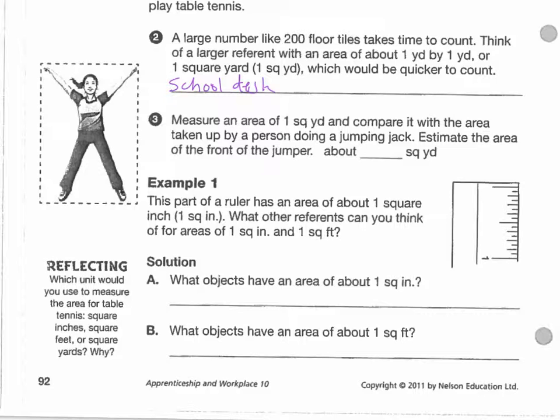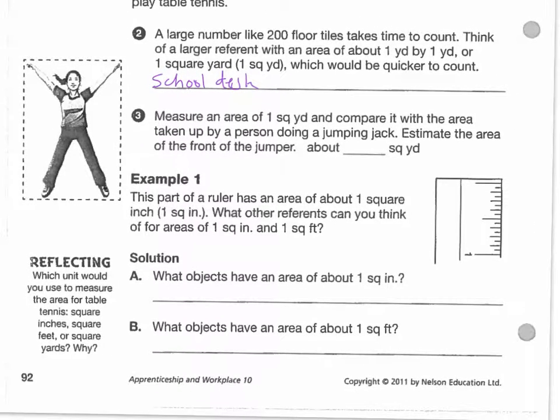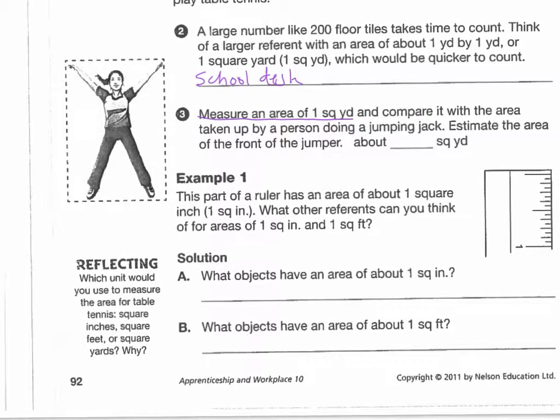So measure an area of about a square yard. Come find me for a measuring tape. And compare it with the area taken up by a person doing a jumping jack. Estimate the area of the front of the jumper. So for the front of the jumper, once you figure out how big approximately a square yard is, you could divide the jumper up into yards. So that might be appropriate or might not be.